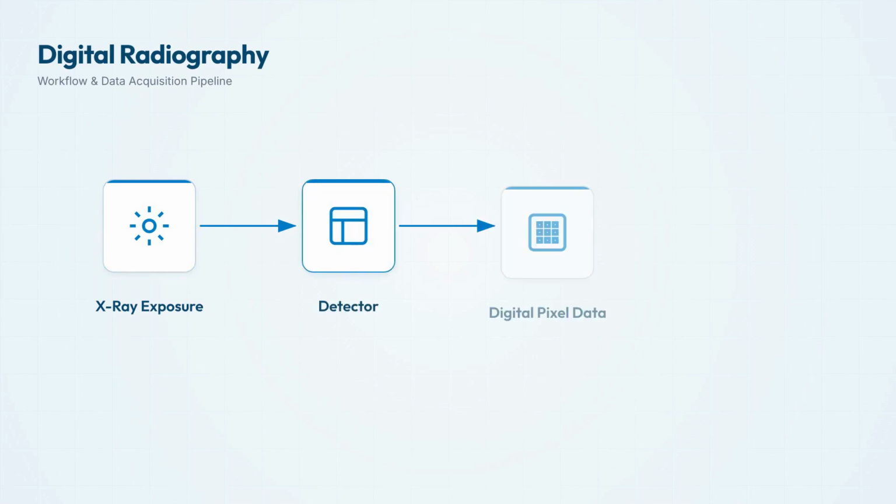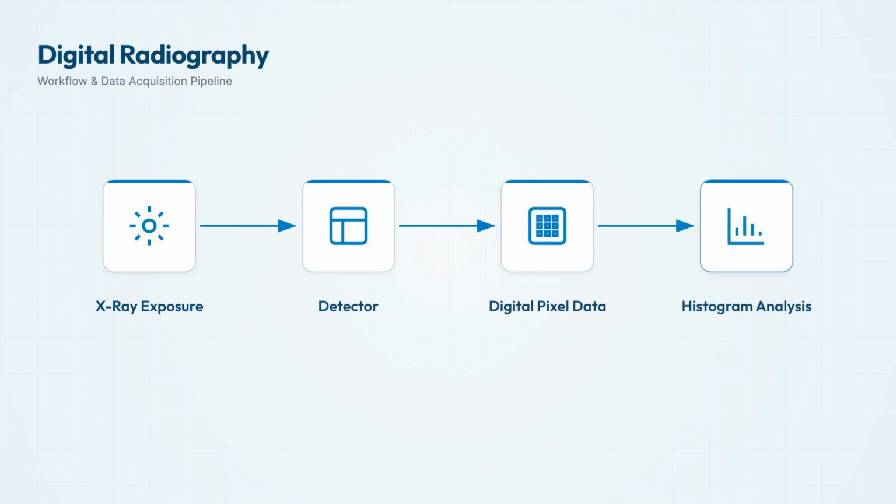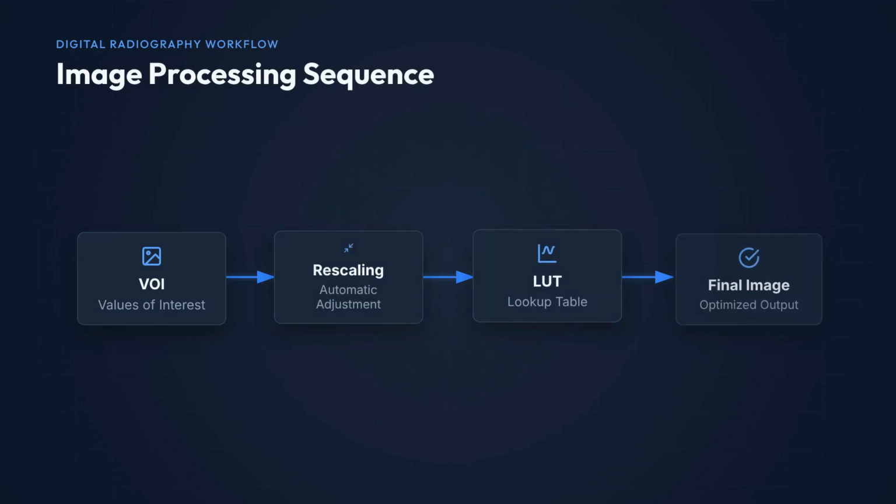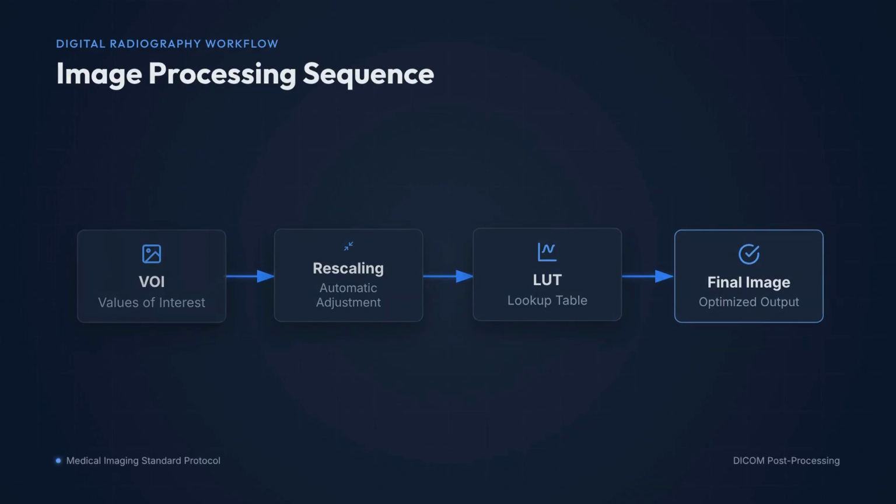Now let's connect everything. The X-ray exposure reaches the digital detector and produces pixel data. The system analyzes the histogram. The values of interest are identified. The relevant values undergo automatic rescaling. The lookup table determines the shades of gray. And finally, we see the processed digital image.